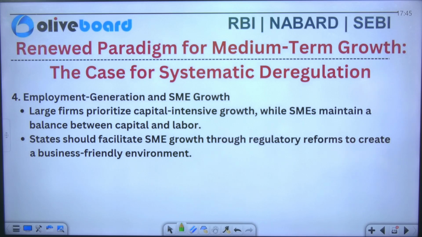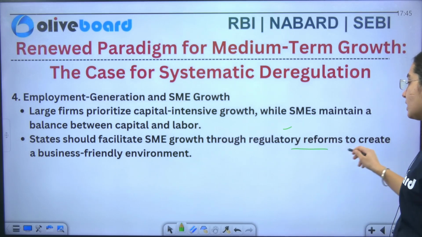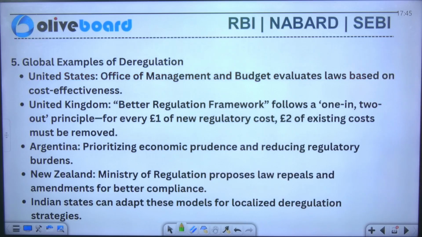ठीक है, similarly if I talk about the states, they should specially facilitate your SME growth through the deregulatory reforms to create a business friendly environment. Now global examples अगर मैं दूँ तो you can consider the example that we have already taken. ठीक है, यहाँ पे कुछ examples हैं, you can see them, what rest I have already discussed with you.